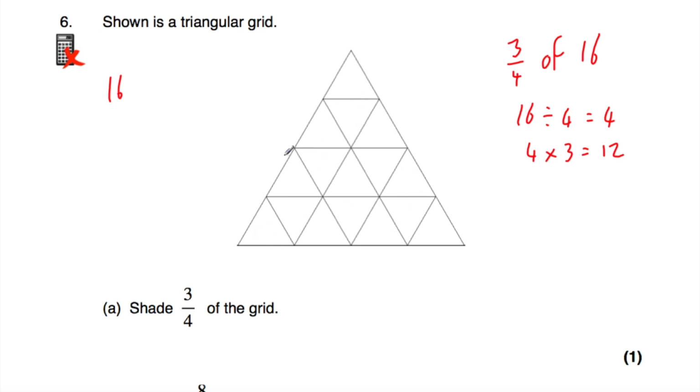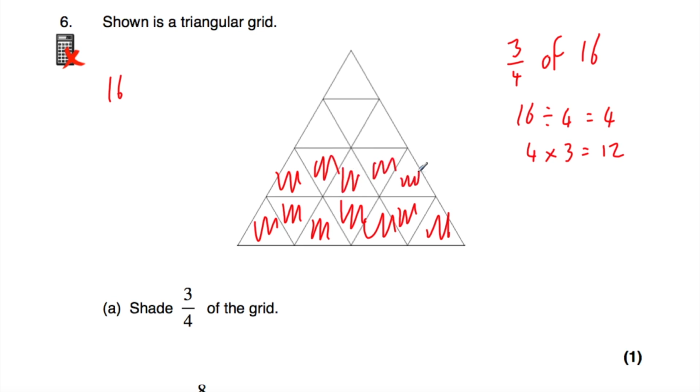Or alternatively, we could just count how many there are altogether, which is 16, and work out 3/4 of 16, which is 12. So that'll be 1, 2, 3, 4, 5, 6, 7, 8, 9, 10, 11, 12. And that's it. So we've shaded 3/4 of that shape.